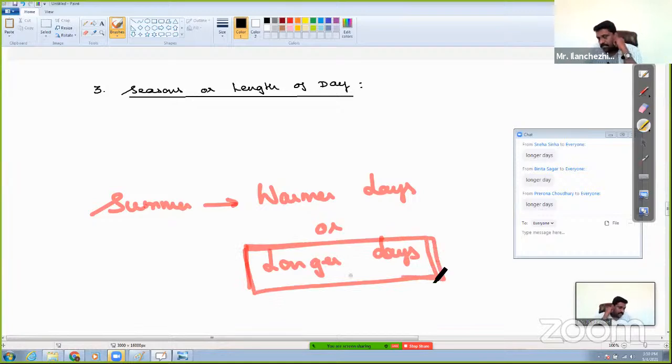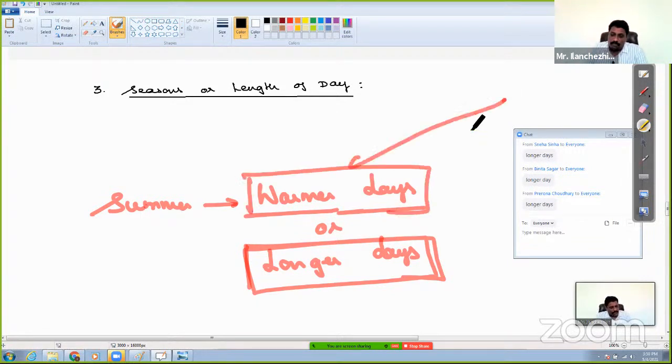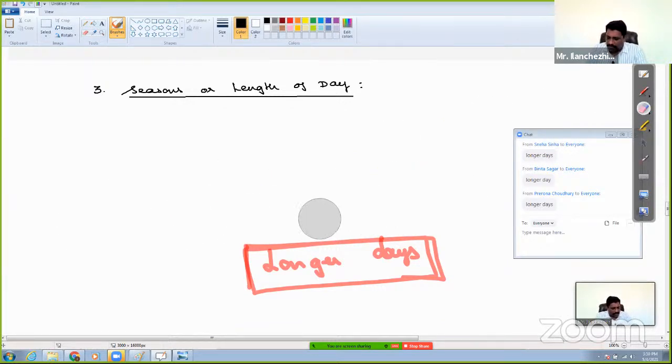Even in the equatorial region, throughout the year what you experience is warm condition, but the equatorial region does not experience a season cycle. The only region in the world which does not experience a season cycle is the equatorial region. But throughout the year it experiences warm condition. So the most defining character of summer is longer days, my friend.